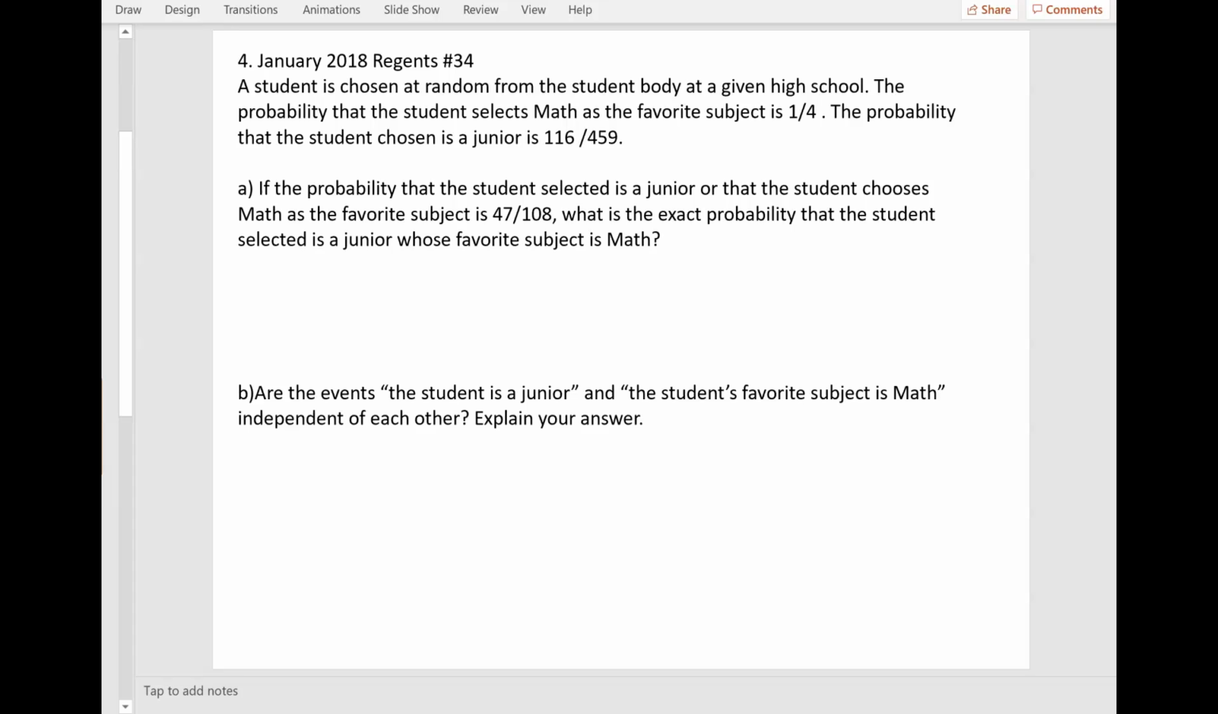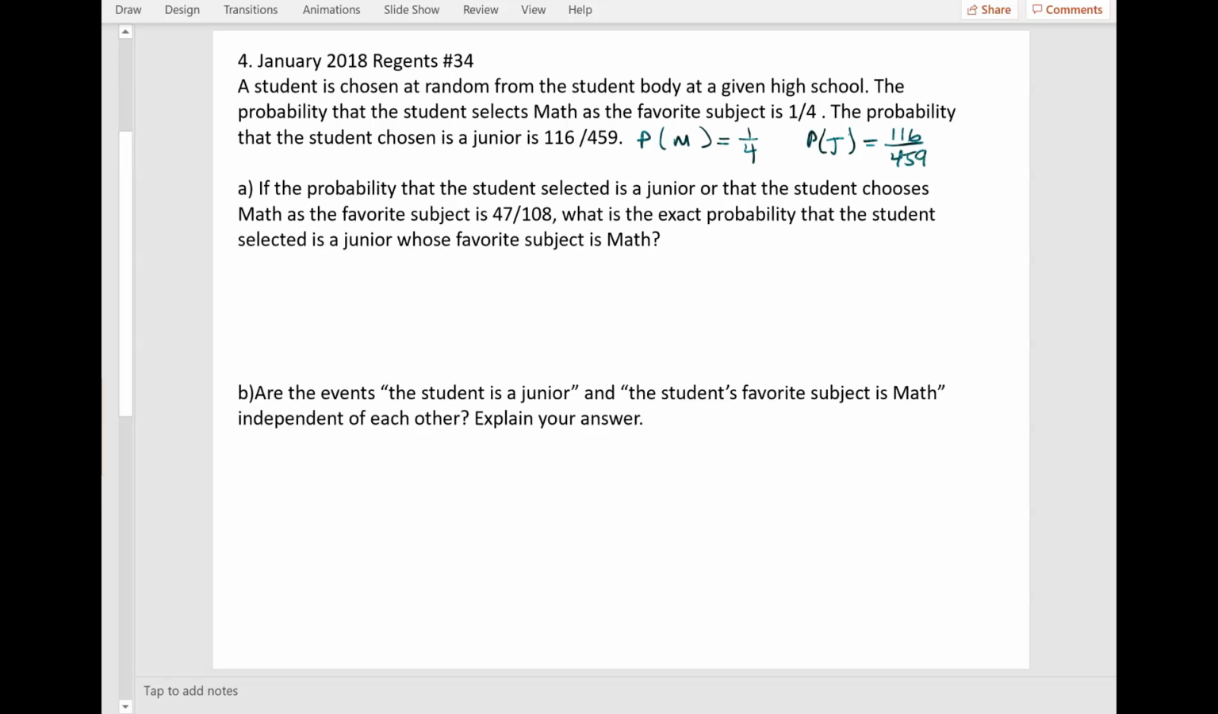A student is chosen at random from the student body at a given high school. The probability the student selects math as their favorite subject is 1/4. The probability that the student chosen is a junior is 1/16 out of 459.